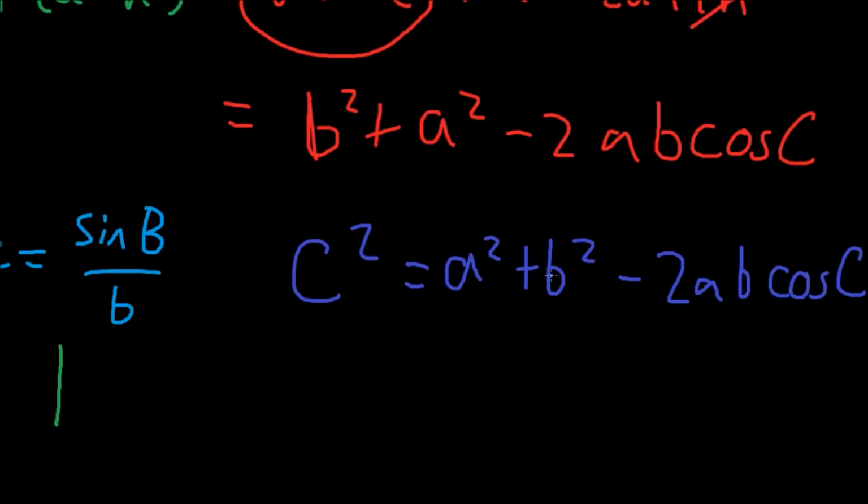Alright, so that's it for the two trigonometric laws that are used for all kinds of triangles, and we're going to be using these next time to prove the compound angle formula for sine.